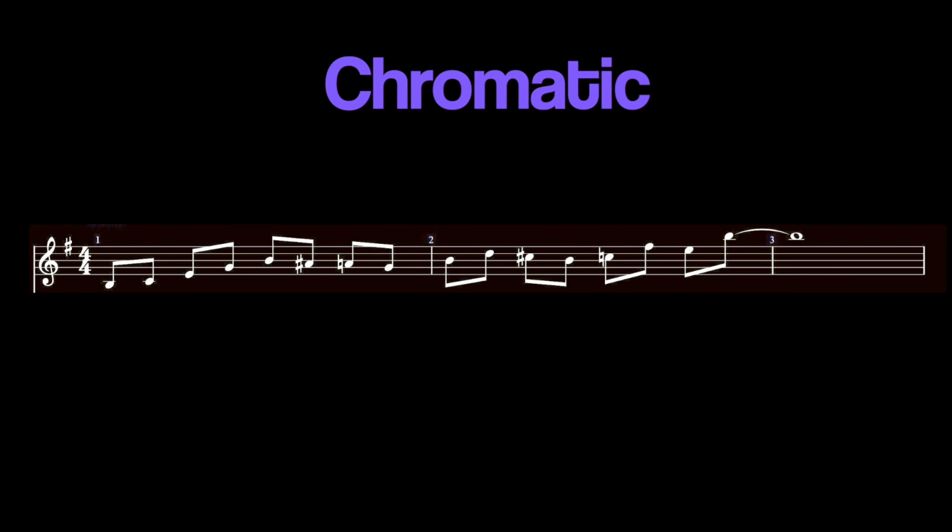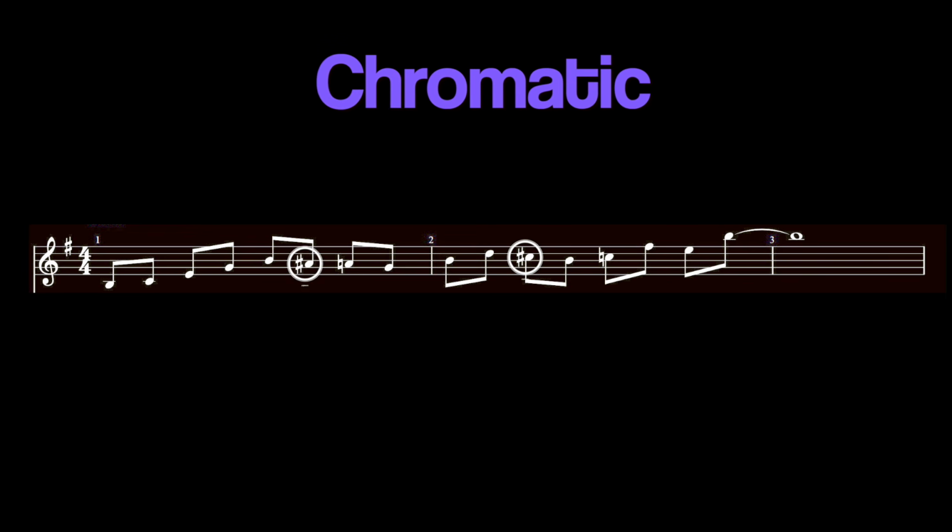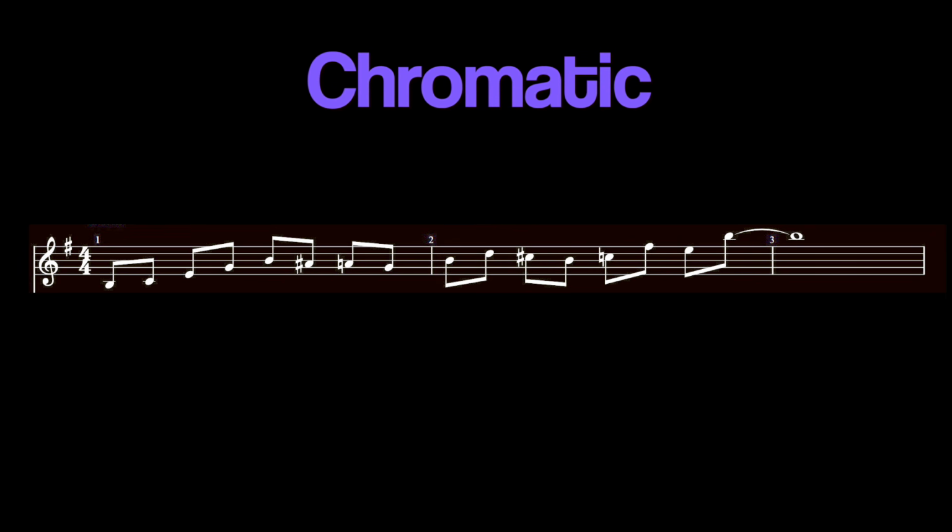Chromatic melodies include notes outside the key of music. In this chromatic melody example in G major, we have A sharp and C sharp. Both notes are not part of the G major scale. You can hear chromatic melodies very often in jazz. Listen to the chromatic melody example.